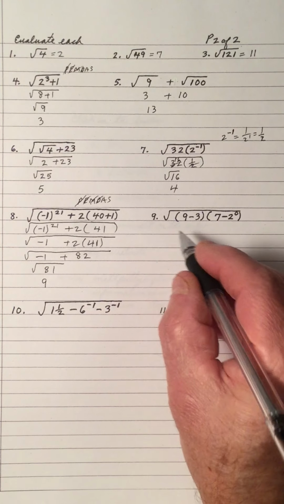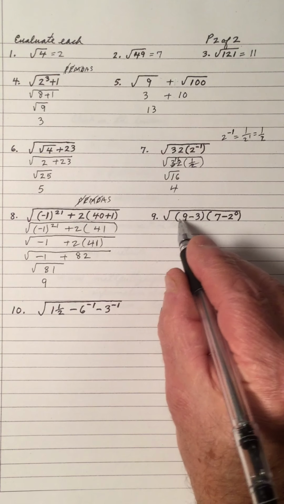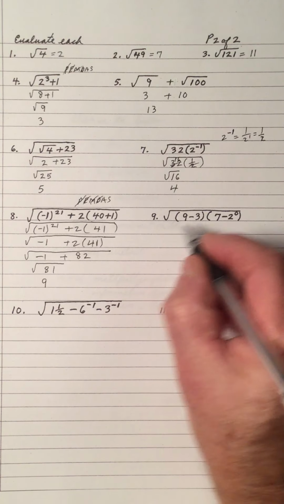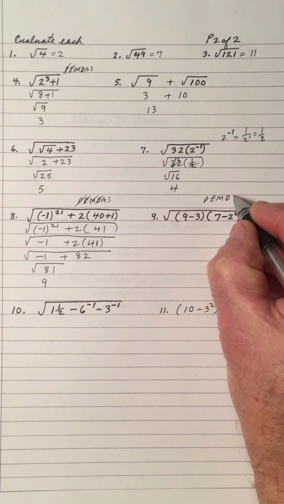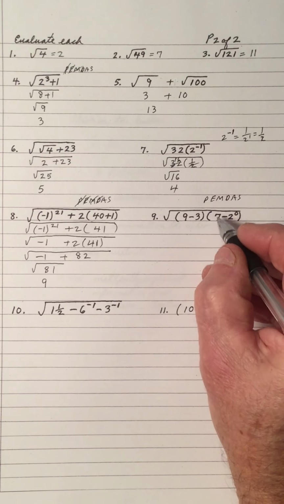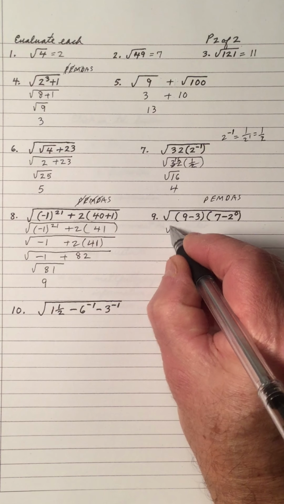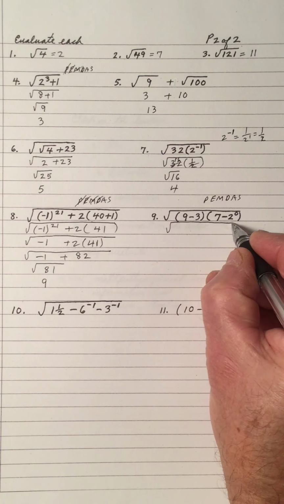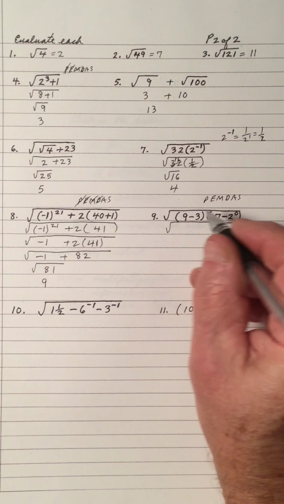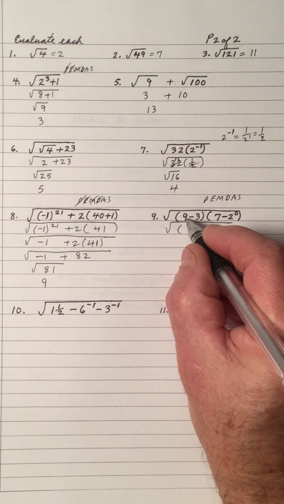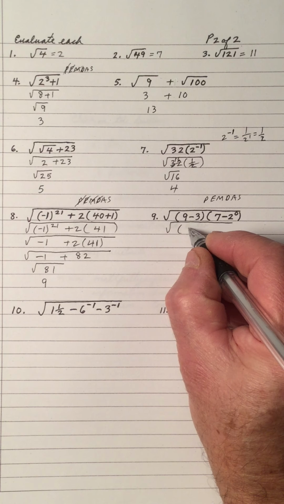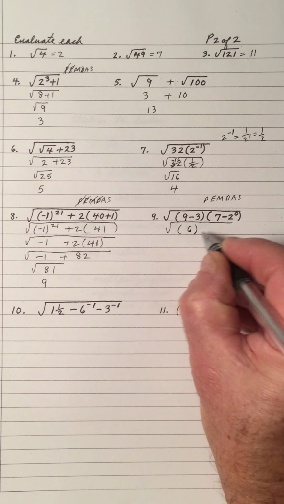Number 9, we have to do the inside. So PEMDAS, I always like to write it down just to make sure. I have to do the inside of the brackets first, so let's simplify the inside of the root. So this root, simplify this root, we get 9 minus 3, that's a 6.